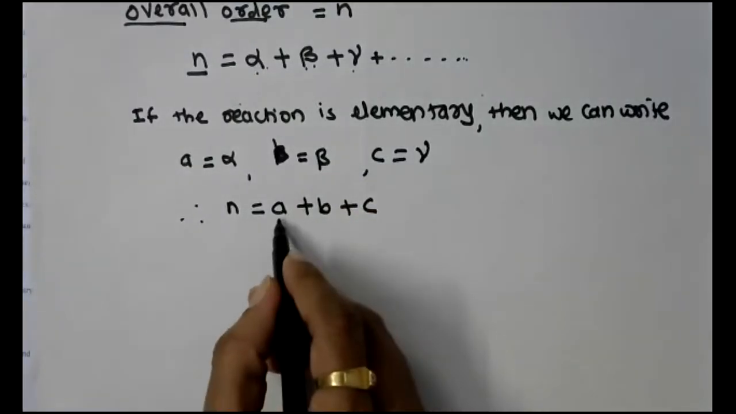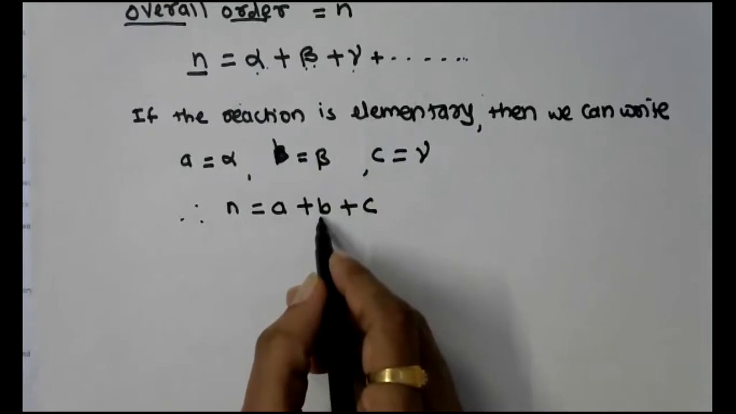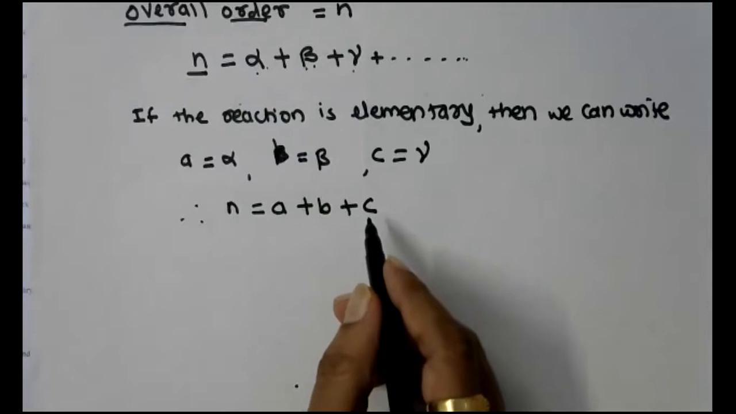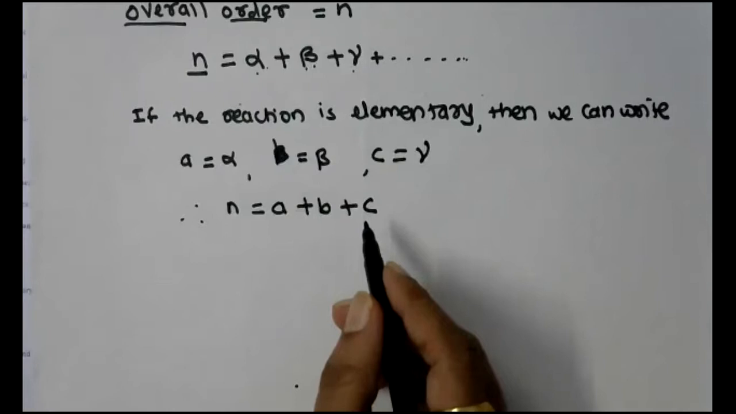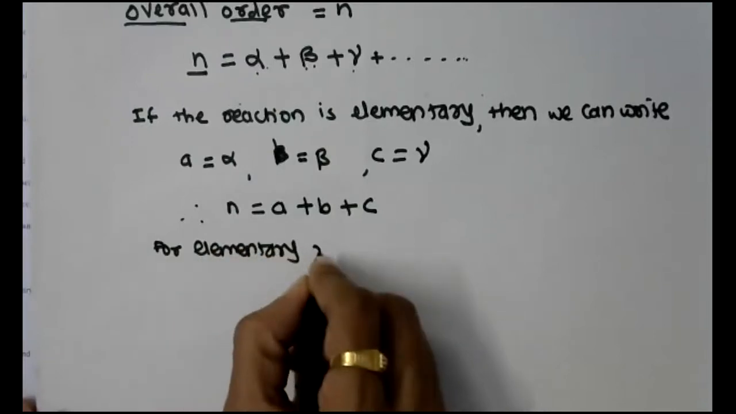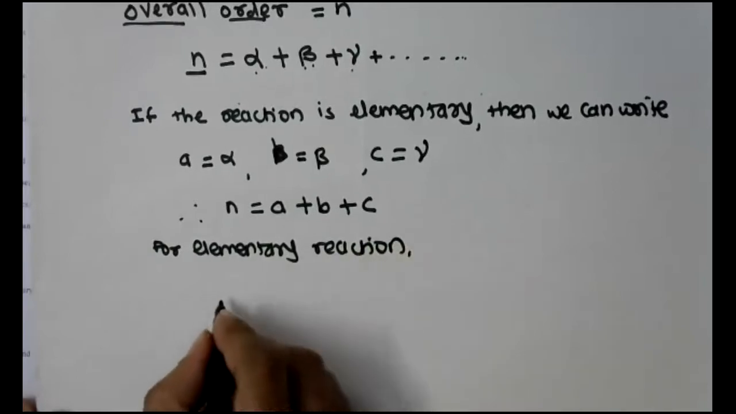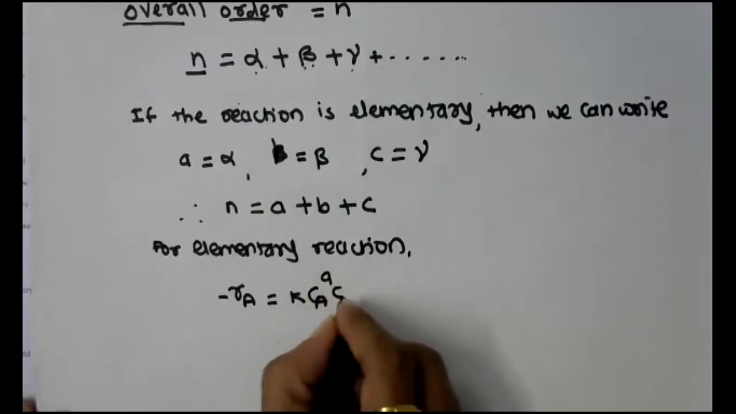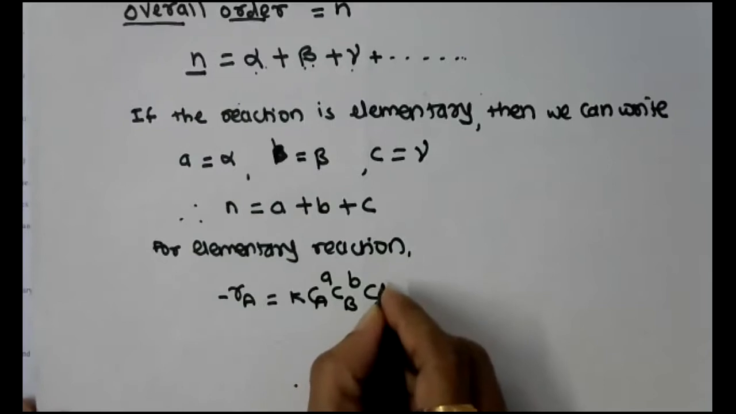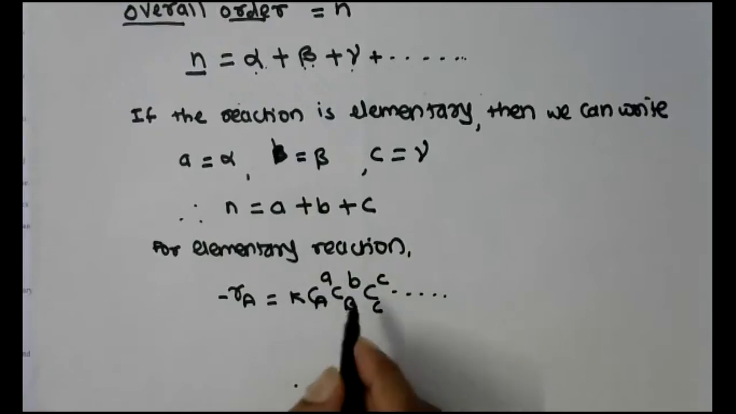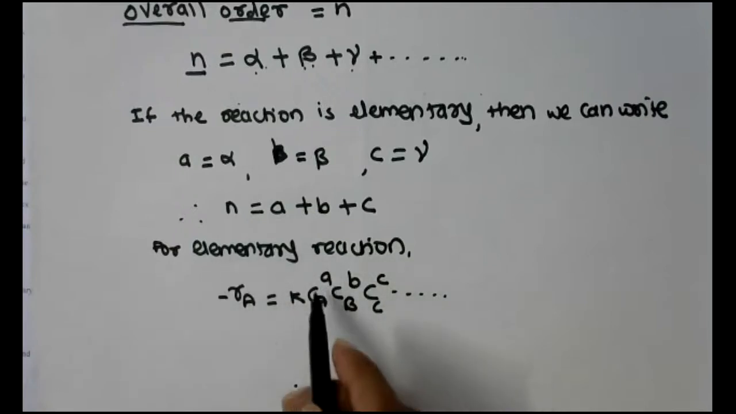Now this a, if you remember, was the stoichiometric coefficient of A. b was the stoichiometric coefficient of B. c was the stoichiometric coefficient of reactant C. And therefore, if the reaction is elementary, then for an elementary reaction, the rate law expression minus rA would be equal to k CA raised to a, CB raised to b, CC raised to c, and so on, where a, b, c are the stoichiometric coefficients of A, B, C in the stoichiometric equation. These are for your understanding.